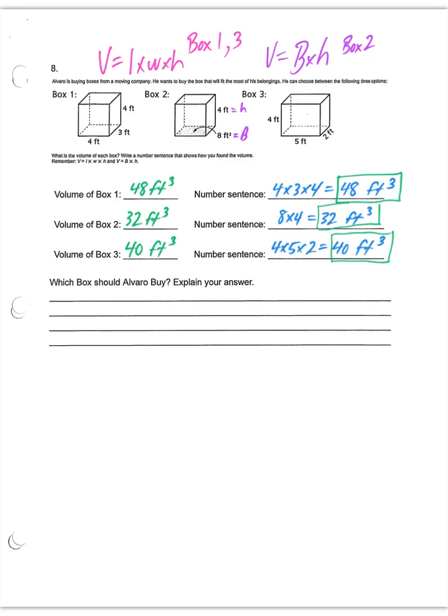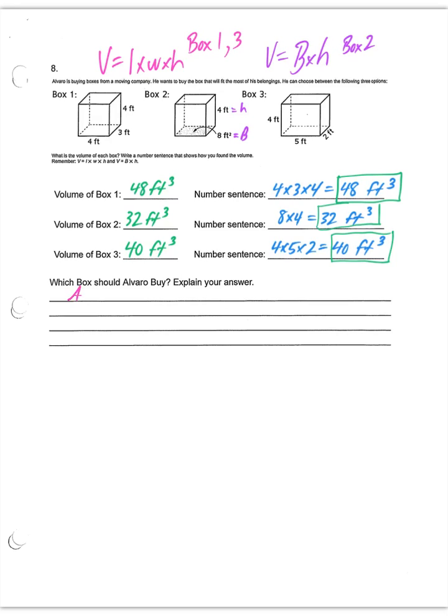And it says, which box should Alvaro buy? We come back, we review the question up above here. And remember, it wants us to buy the box that can fit most of his belongings. And that means the biggest volume. So the bigger the box, the bigger the volume, the more stuff you can fit in.